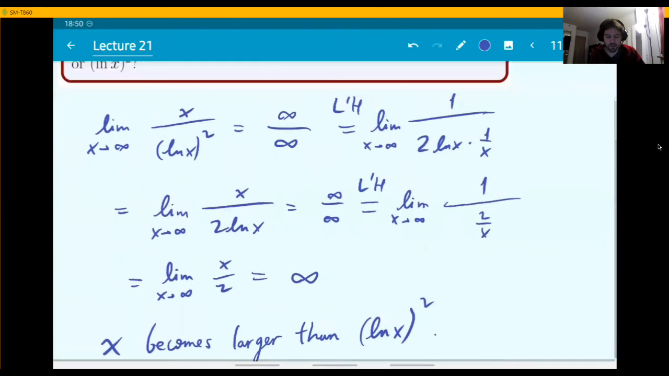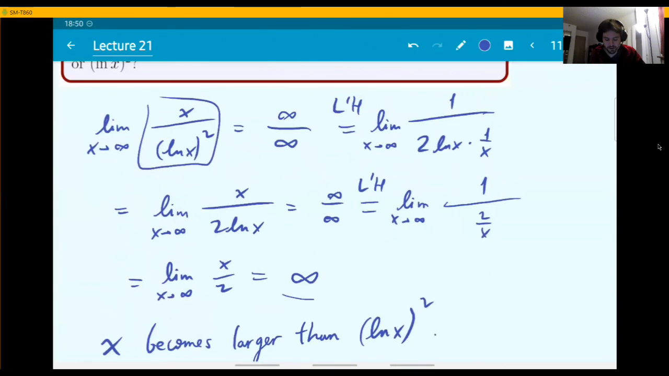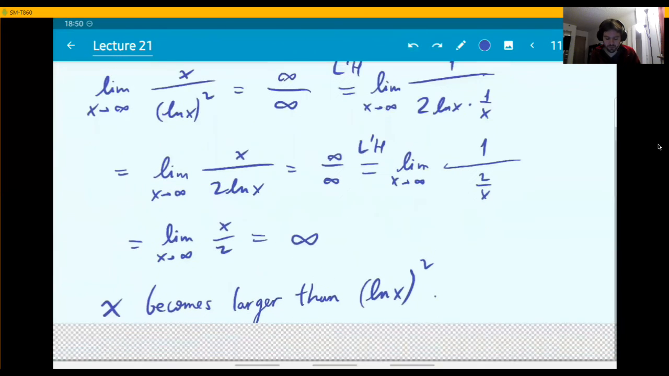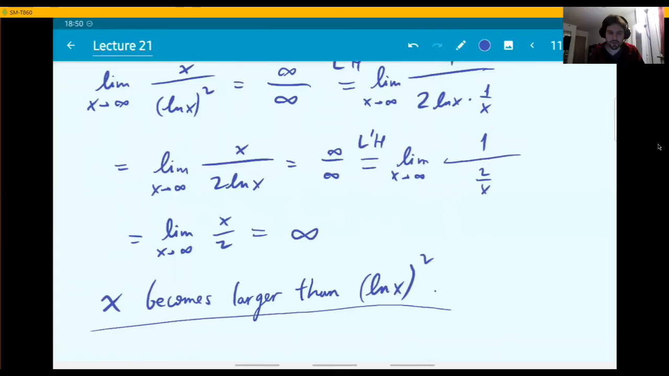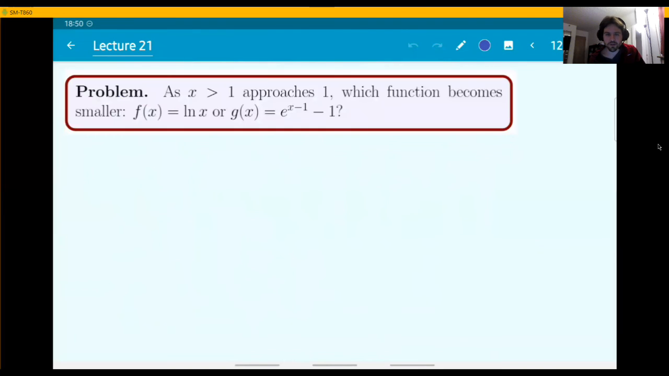You might have tried to compare the functions in a different order. You might have tried ln x squared over x, so the reciprocal of that, and you would find an answer of 0, which still supports the same conclusion. As long as your conclusion is right, that's how you do the problem. So I have another one similar to this, and then we're done.